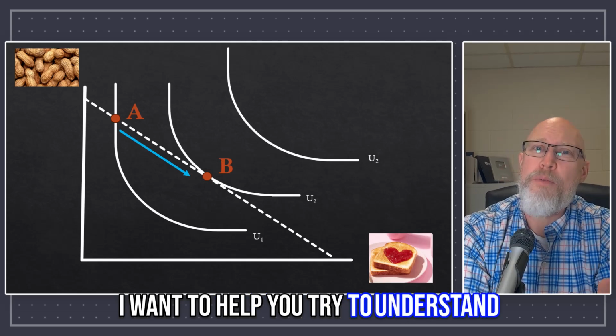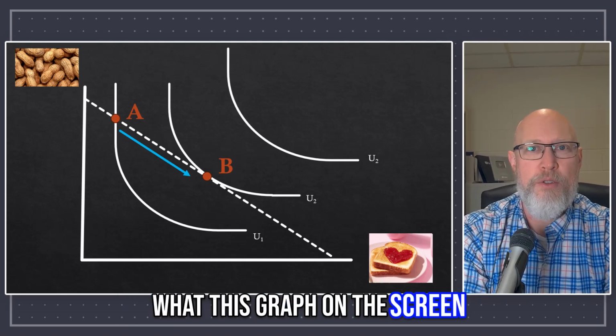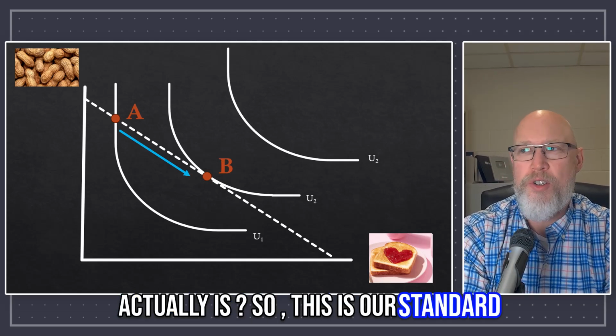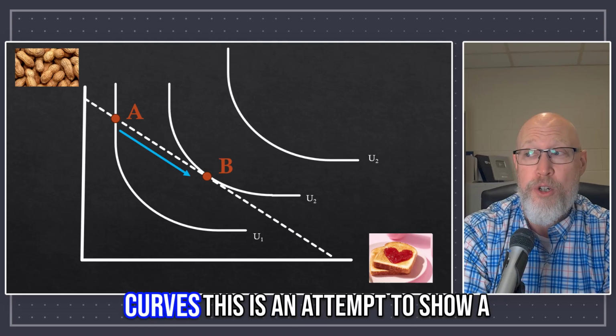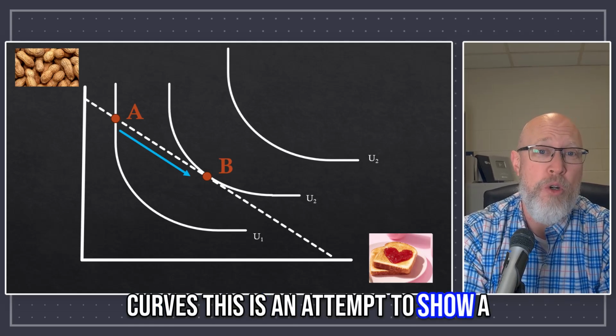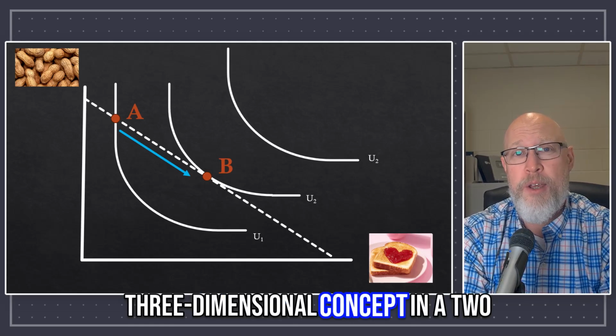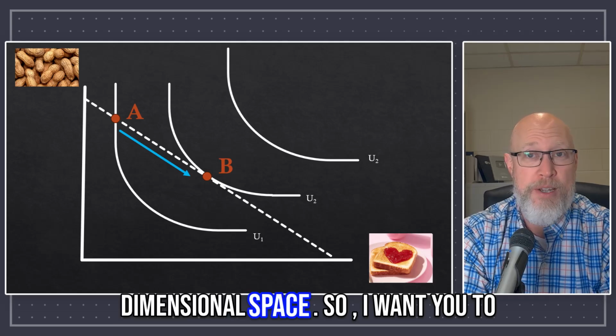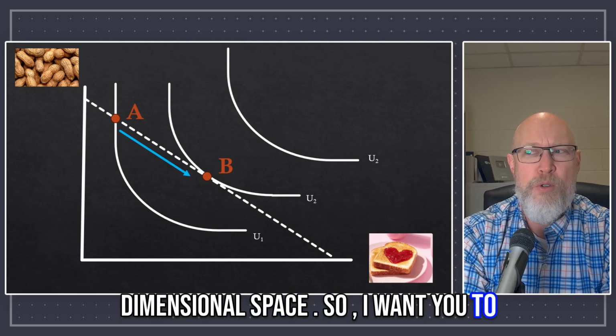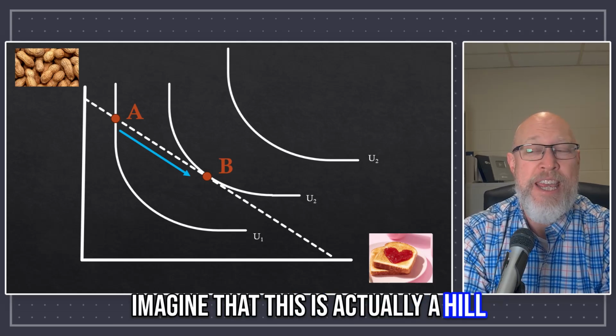I want to help you try to understand what this graph on the screen actually is. So this is our standard preference map with indifference curves. This is an attempt to show a three-dimensional concept in a two-dimensional space. So I want you to imagine that this is actually a hill.